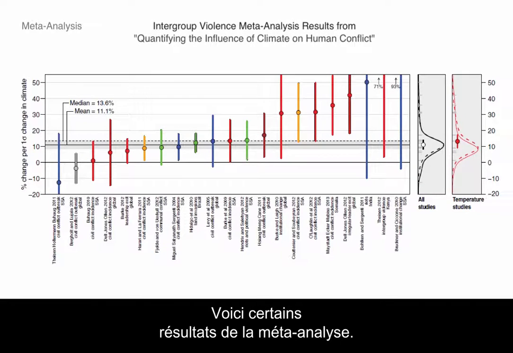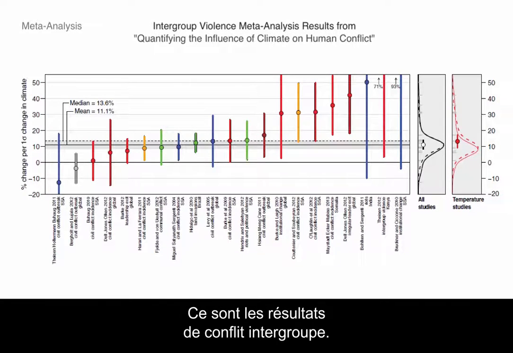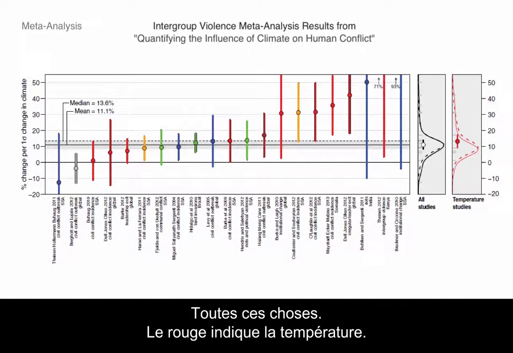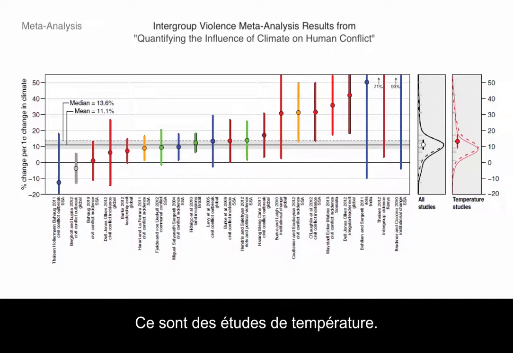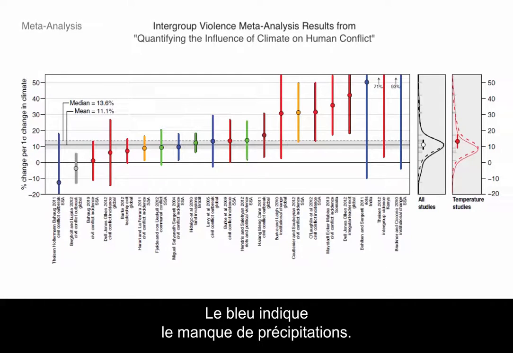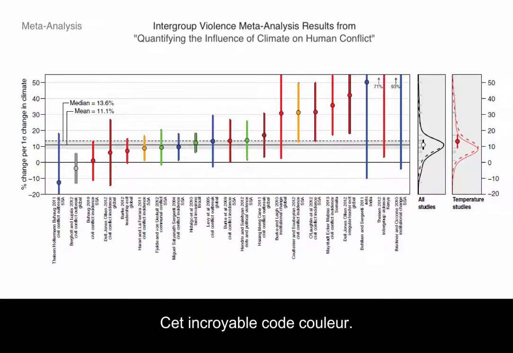Here are some of the meta-analysis results. This is the intergroup conflict results: civil war, rioting, insurgency, civil conflict, all those kinds of things. Red is temperature. These are temperature studies. The blue ones are rainfall shortfalls. The green ones are rainfall deviations. We came up with this amazing, this was all Sol, I think. This was incredible color coding.